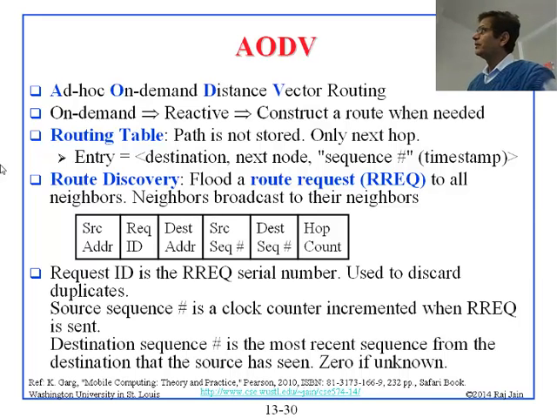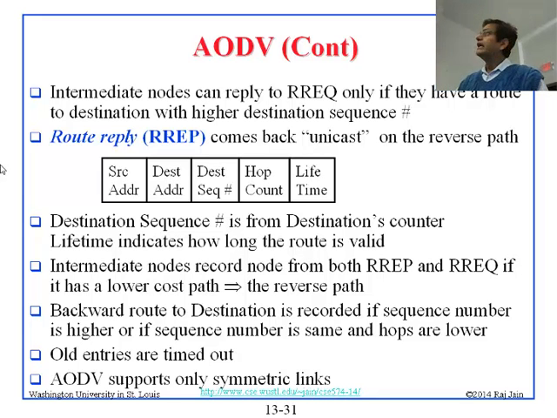Used to discard the duplicates. And then the source sequence number is the clock. Destination sequence number is the clock. And if you don't know, then the destination sequence number is 0, so you just give me any information you have. An intermediate node can reply to the RREQ only if it has a route to the destination with a higher sequence number. So if you're asking for 13 and somebody already has 13 or 14, they can send it to you. It doesn't have to go to the destination.